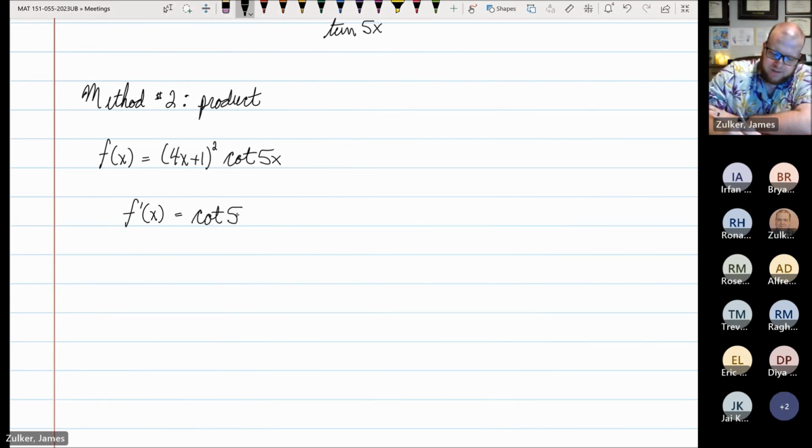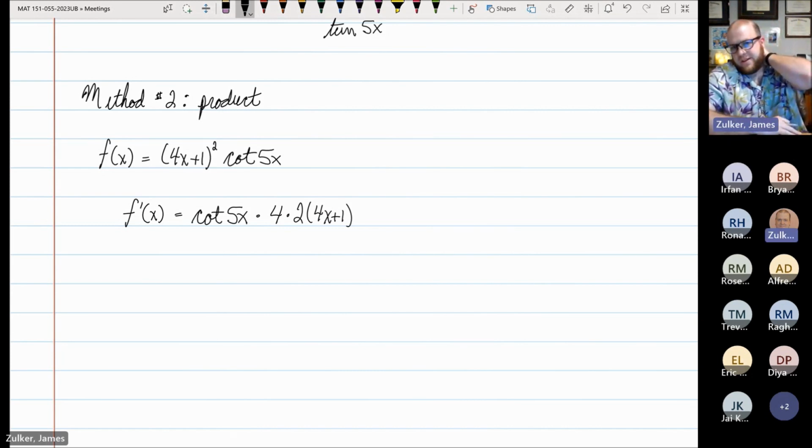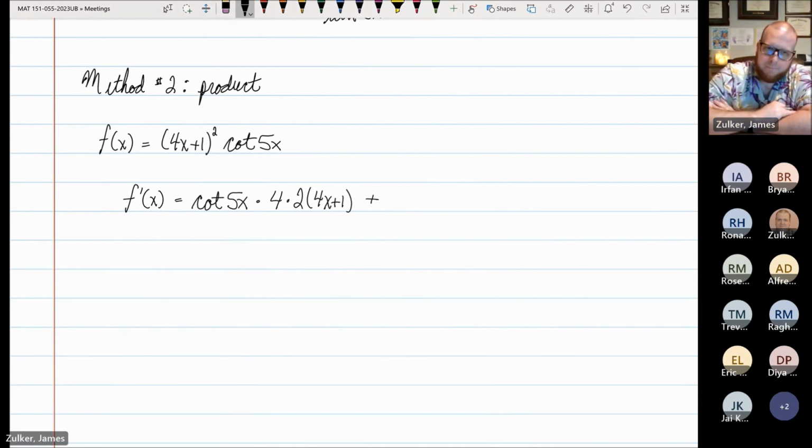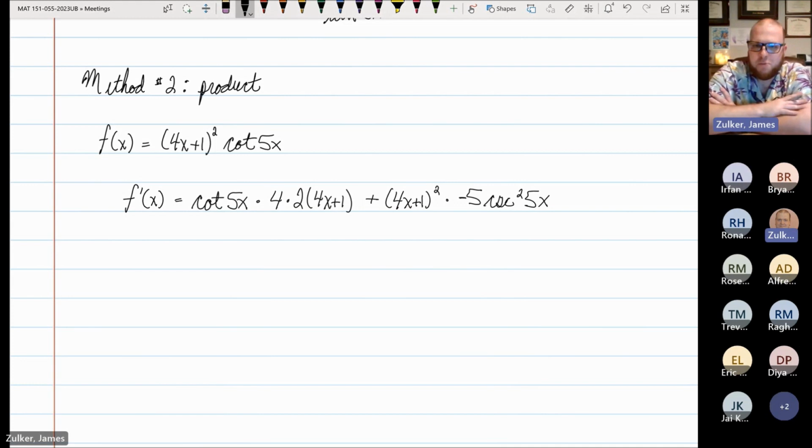Second function times the derivative of the first function, general power rule. U prime times 2 times u raised to the 2 minus 1 plus first function times the derivative of the second, cotangent u prime, negative u prime times cosecant squared of u.